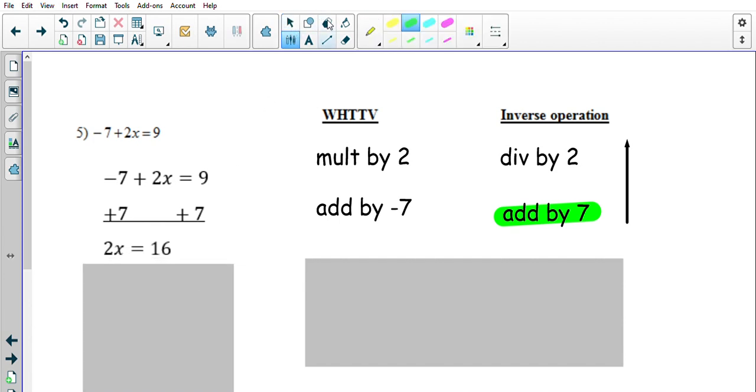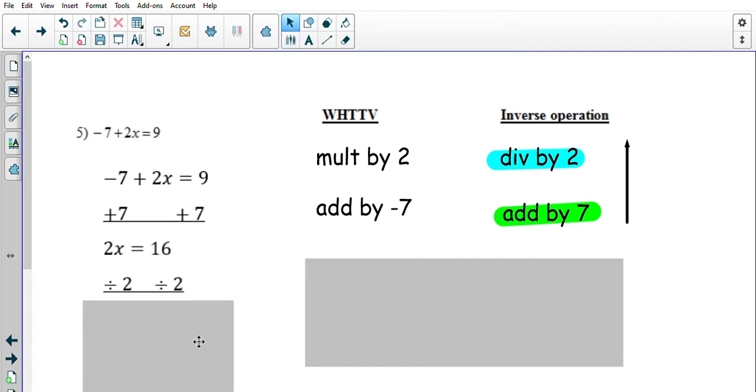And then we are going to divide by 2 on both sides, which is the inverse of multiply by 2. Final solution, do 16 divided by 2. We get 8. Don't forget, you can check your solution. Negative 7 plus 2 times 8, hit equals. Make sure your calculator gives you 9.